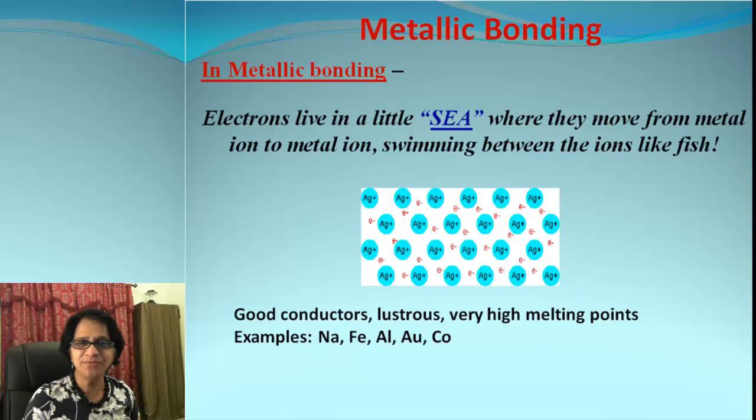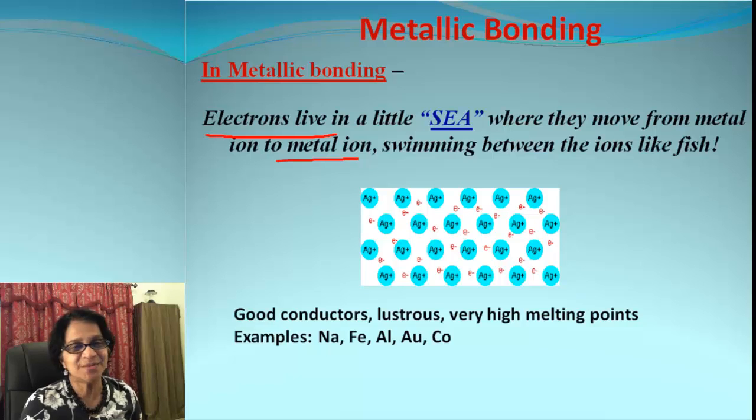Let's turn to metallic bonding. What exactly do we mean by metallic bonding? In this case, electrons are loose and they live, or you can better use the word float, in the sea. And what does the sea have? The sea has metal ions, and electrons are floating among those metal ions, just like how fish swim in the ocean.